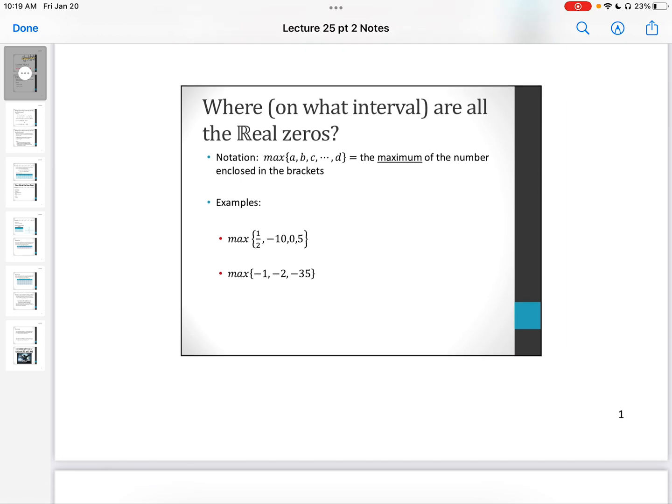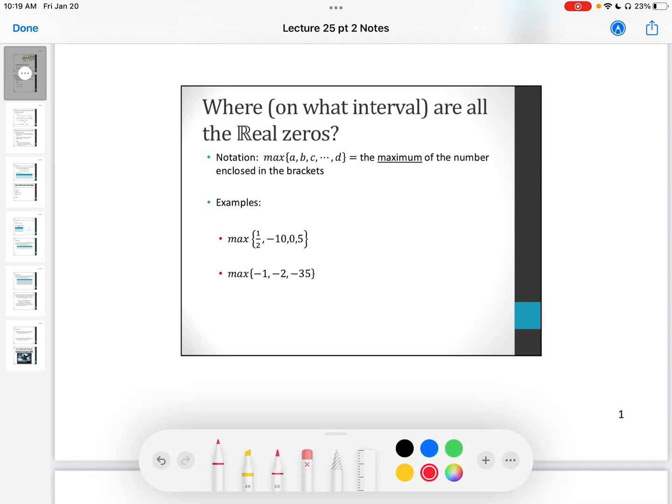Okay. First thing we have to do, we have a new notation. Okay. And it is max. And then inside of those squiggly brackets, you've got A, B, C, D on forever. And all this wants to know, if they're asking you that, is you need to find the maximum of the numbers enclosed in the brackets. So all you're going to do is find the biggest number in the brackets.